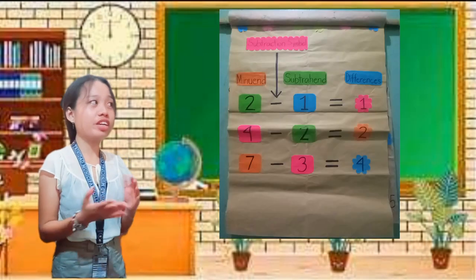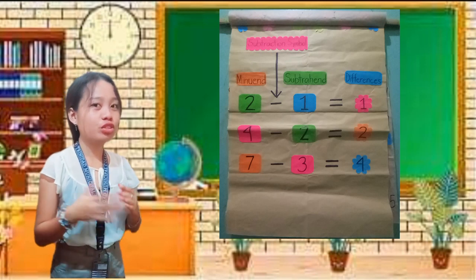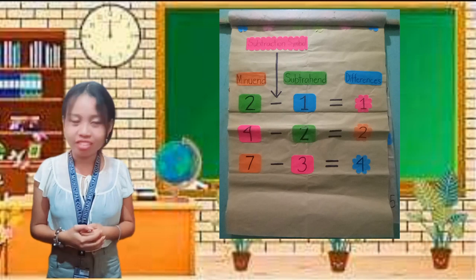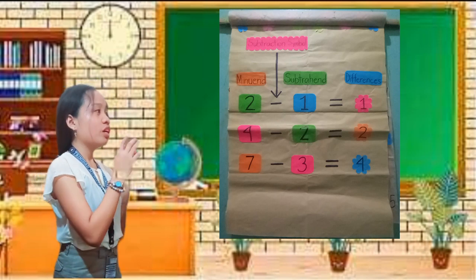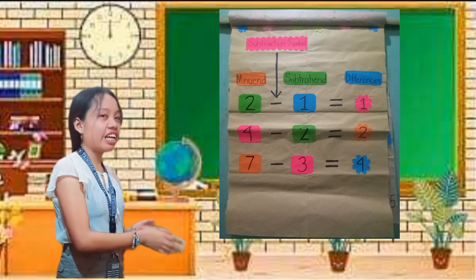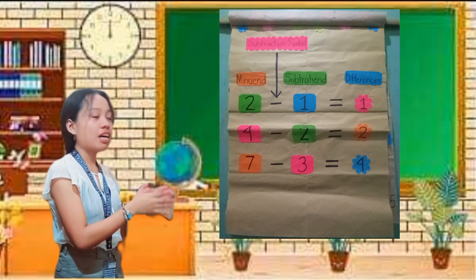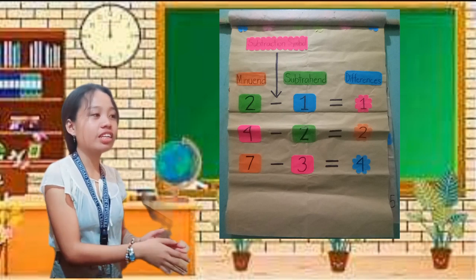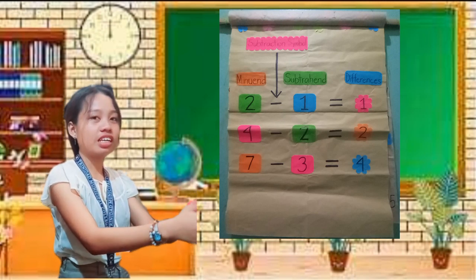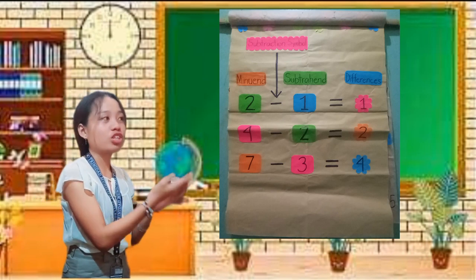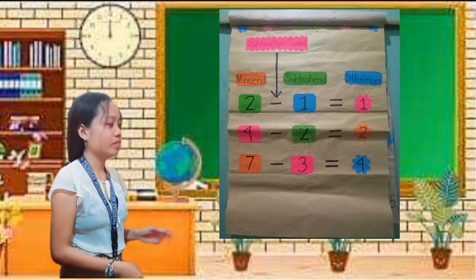So we have here an example for you to understand what subtraction is all about. In our example, the first line shows the minuend. Then, the second is the subtrahend. Then, the difference in the last row. Then, this sign would be the subtraction symbol.